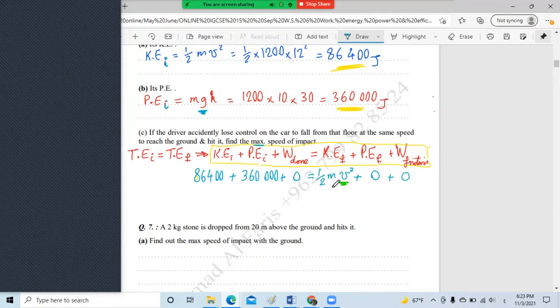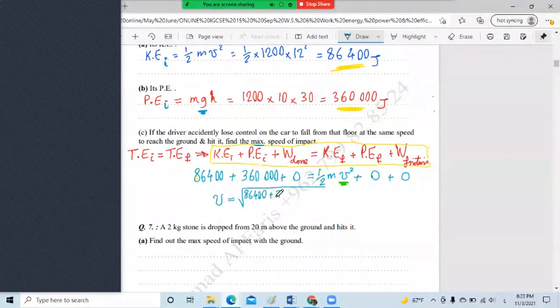So by using these formulas and substituting the mass, which is 1,200 kilogram, we will find out that the speed equals the square root of what? Of 86,400 plus 360,000 divided by half multiplied by what? The mass of the car, which is 1,200. That's math. Okay, what I did here, I did math.